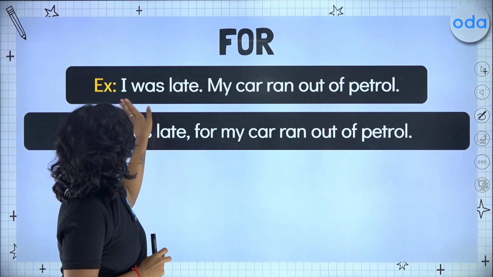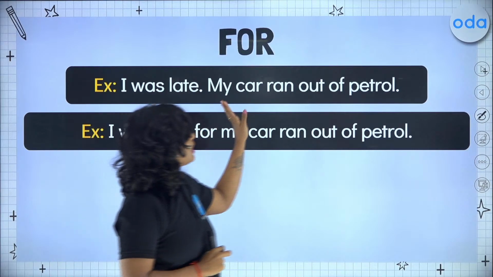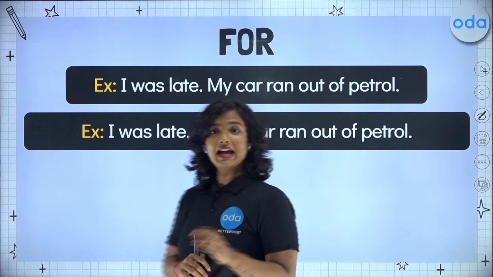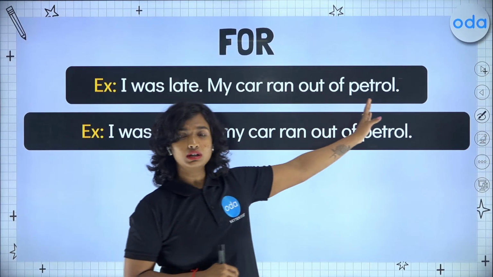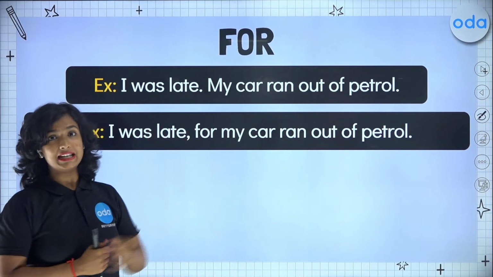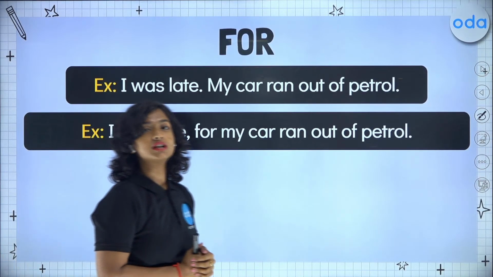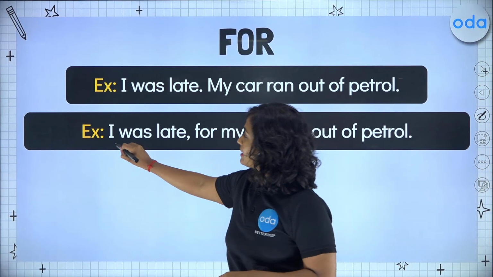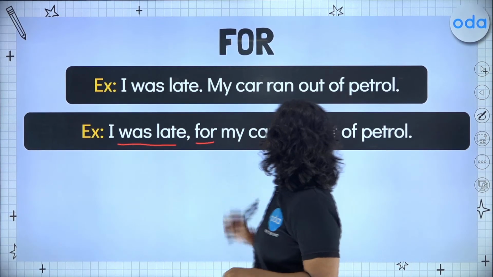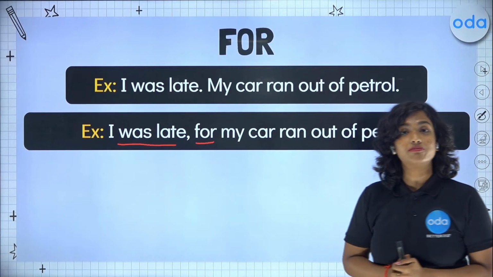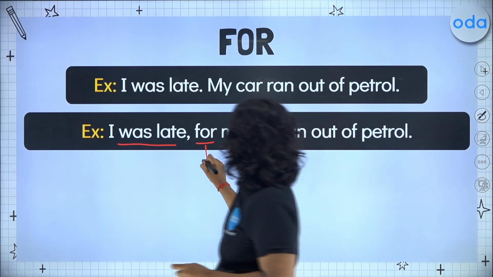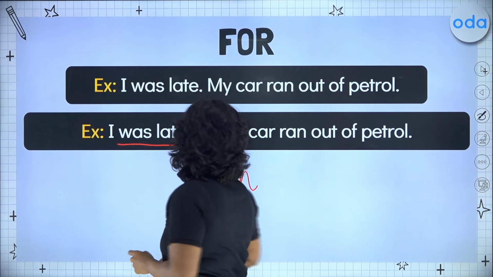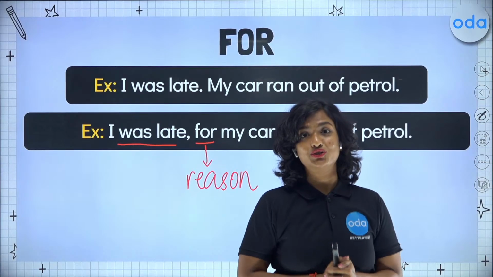For this one, I have: I was late. My car ran out of petrol. Once again, here we see that my car ran out of petrol is the reason for me being late, which is why we can use our coordinating conjunction for in this situation. So we say, I was late, for my car ran out of petrol. So once again, here, for helps us see the reason why the first part of the sentence is true.